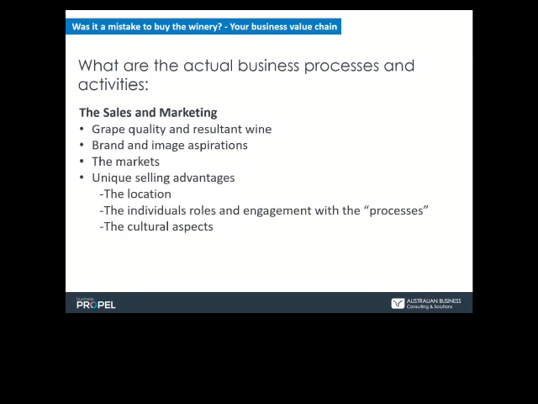As sales and our marketing, we know we have a quality grape. We know we can grow it in a quality location. We're creating a quality product. So how do we go and tell our story as a brand and an image to provide what we want to show as our unique selling proposition?